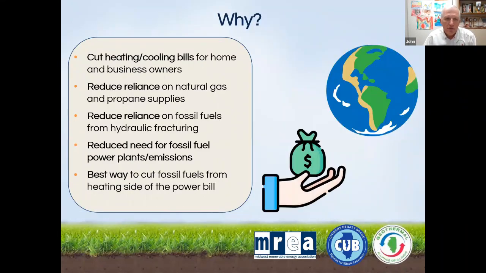So why should you even think about putting geothermal in your home or your business? Well, if you want to pay less for your heating and cooling, it's important in that regard. Typically, most geothermal systems result in energy savings, cost savings of roughly 50% or more, sometimes more, but usually about 50% cut in heating and cooling costs.